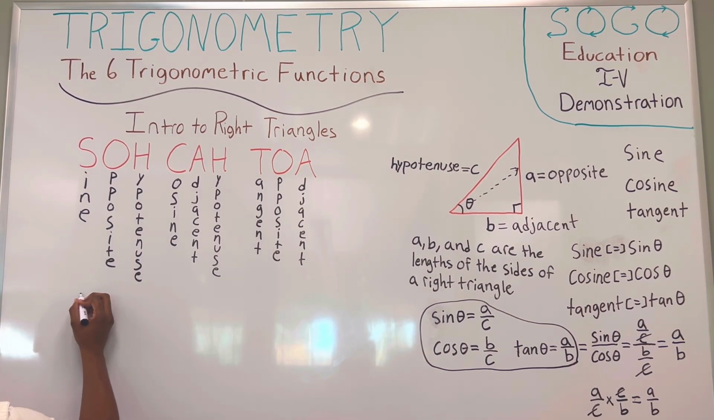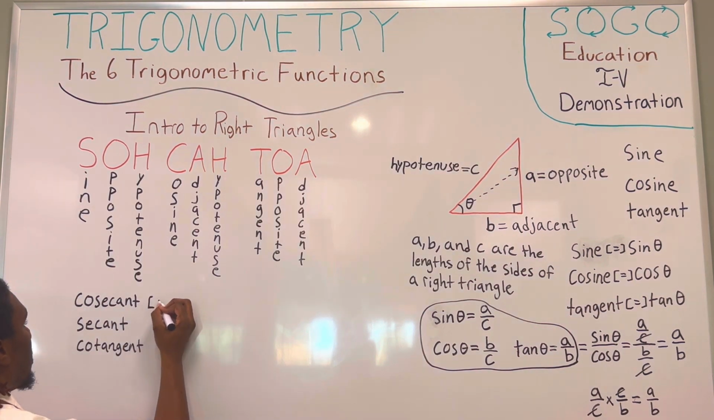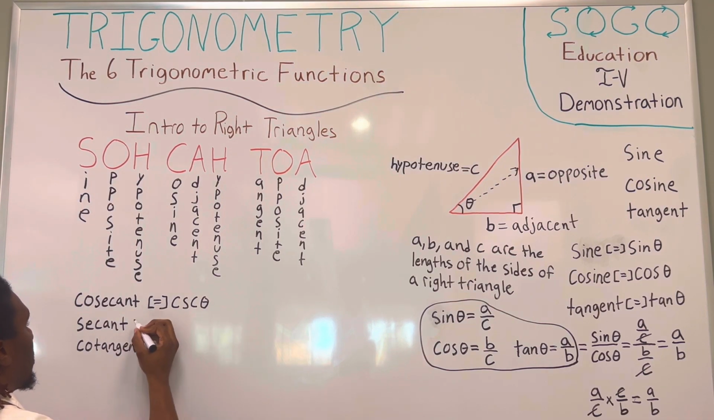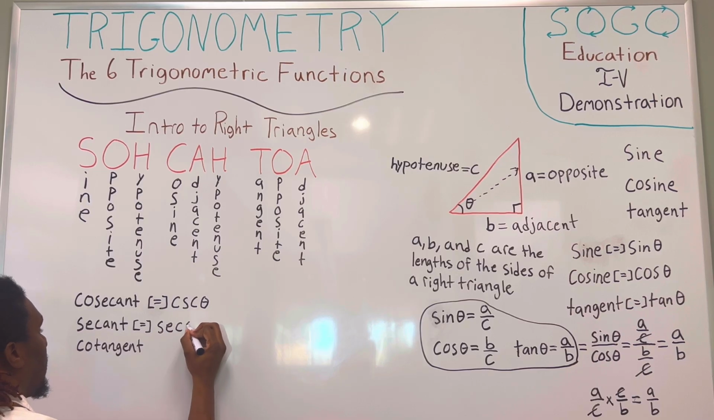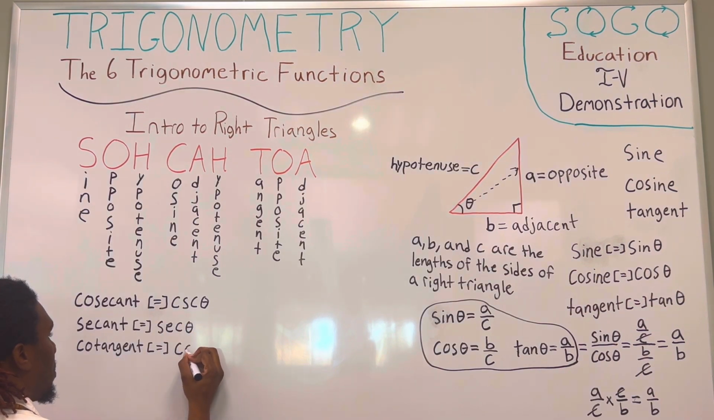Cool, so that's pretty much all I needed to talk about for the first three trig functions. Now we're gonna do the last three. We got cosecant, we got secant, and then the last one we got cotangent. Their mathematical expressions are the following. Cosecant, we write CSC theta, right? Secant, we write SEC theta, and for cotangent, we write COT theta. We call it cot theta.